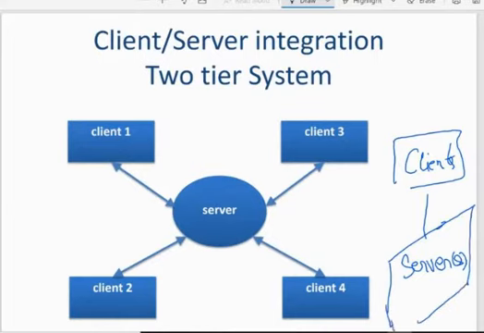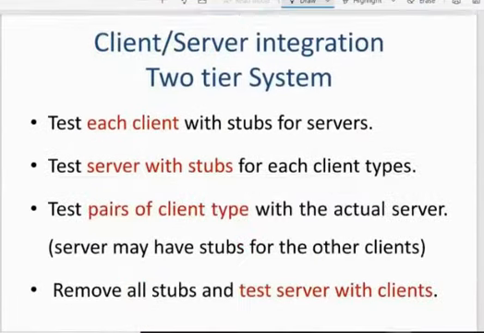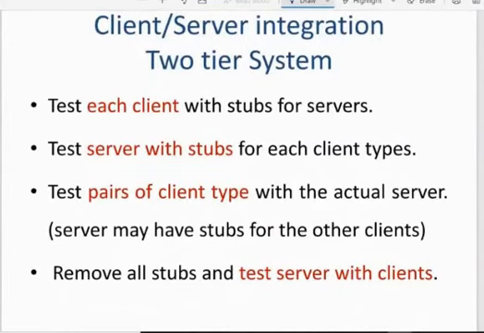So this is a two-tier system. We have many clients, and then we have a server, or we can have multiple servers in this particular case. For this, we can go ahead with testing each client with stubs for the server. We can test the server with stubs for each client type. We can test the pair of client type with the actual server.